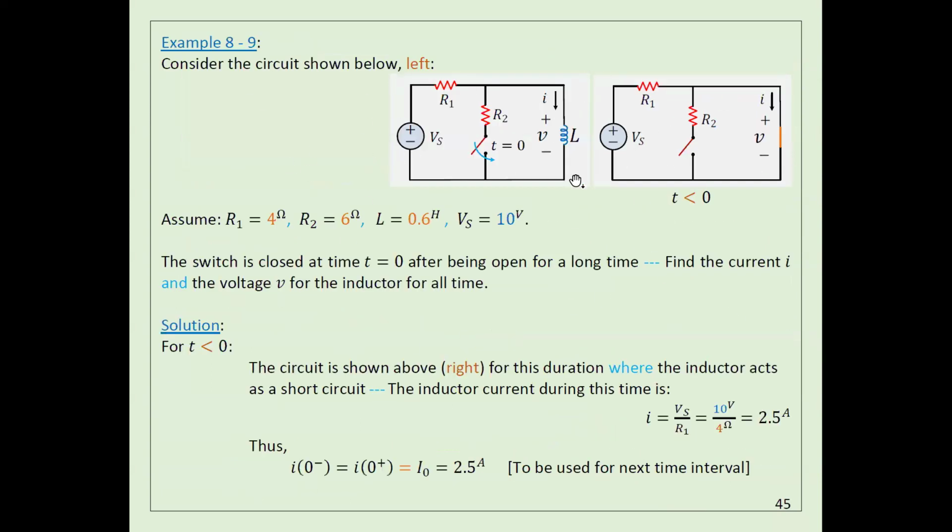Let's see another example here. The switch is closed at time t equal to 0 after being open for a long time. So the switch was open for a long time. I give you this information to calculate the initial current. If you look here, the switch was open for a long time.